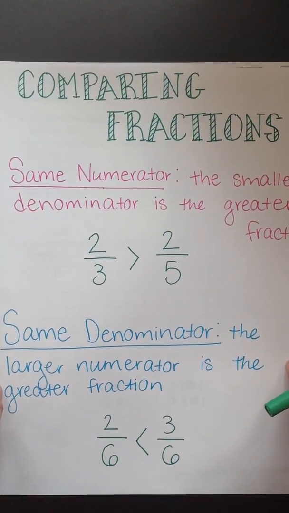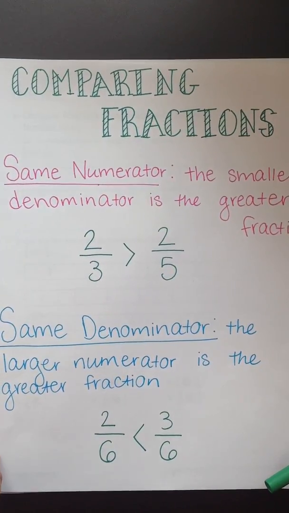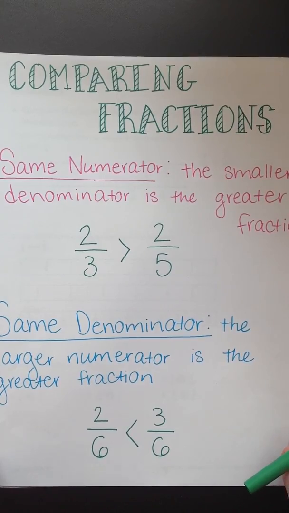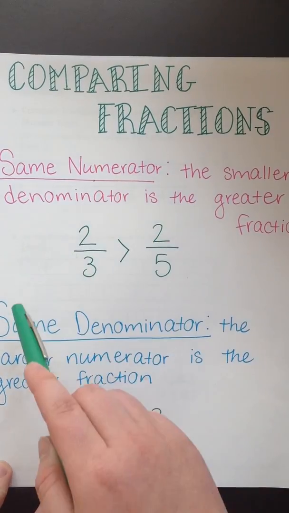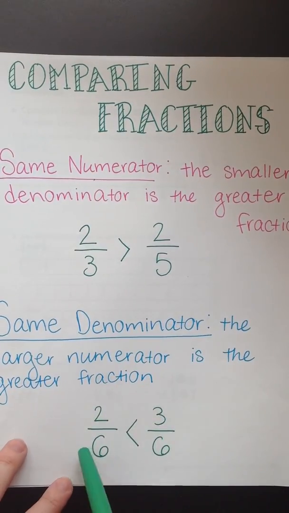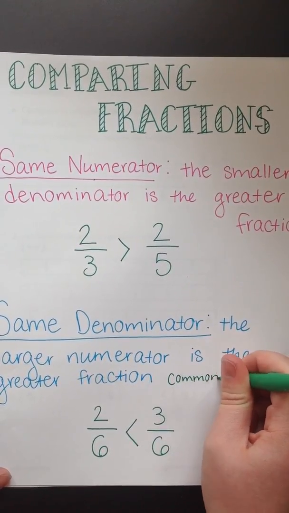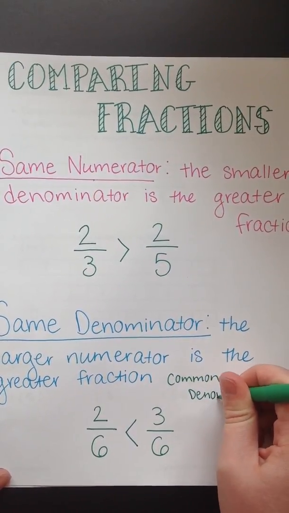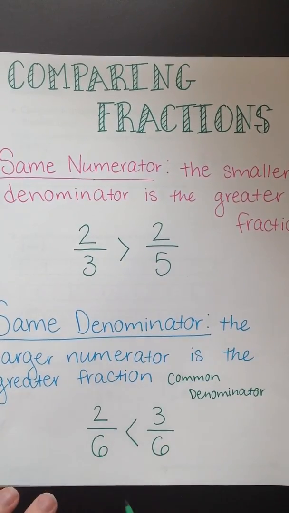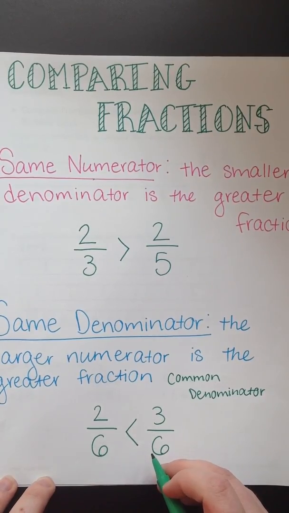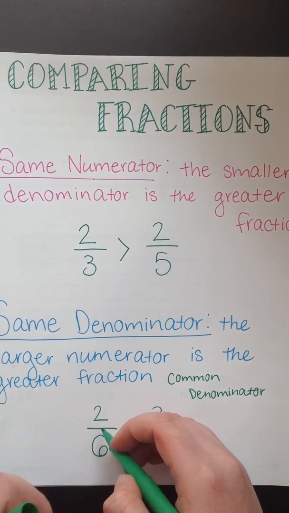If you look back at this, it should look somewhat familiar to you. I hope it does. We did this before spring break. You remember that we can compare fractions pretty simply when we look at if they have the same numerator or if they have the same denominator. When two fractions have the same denominator, that means they have common denominators. Common denominators just means they have the same denominator. So remember, when they have the same denominator, we can just compare those top numbers. 3 is bigger than 2, so 3/6 is bigger than 2/6.